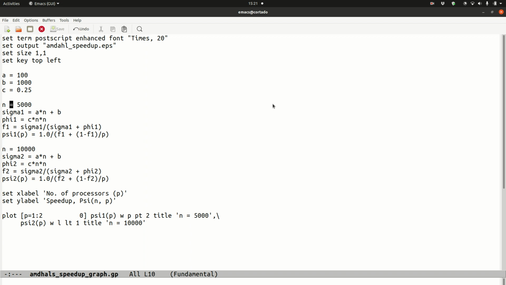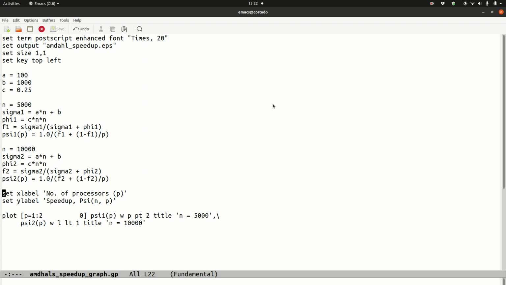So if you have a problem size of 5000 points, you calculate sigma of n equals a n plus b and phi of n equals c n square, and then f1 is sigma by sigma n plus phi of n. Your psi for a given problem size n is only a function of the number of processes, so psi of p equals 1 by f plus (1 minus f) by p. Similarly I repeat the same code for a problem size of 10,000, with sigma 2 equals a n plus b, phi 2 equals c n square, and f2 equals sigma 2 by sigma 2 plus phi 2. And then psi of p equals 1 by f plus (1 minus f) divided by p.